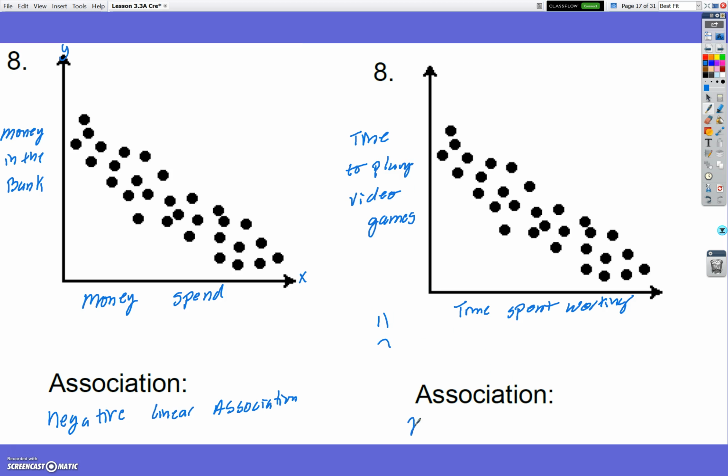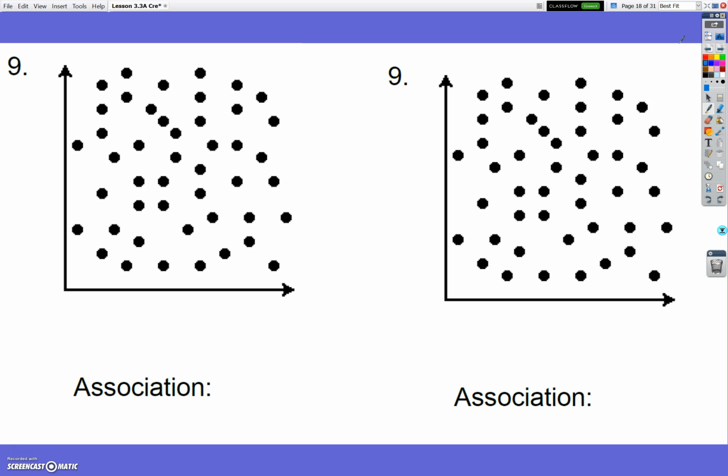So this would be called a negative linear association again. So you can write either one of these down or come up with your own. Now this is my favorite because we want to think of two things that have no association. As you can see, this doesn't make a straight line going any direction. It's just a bunch of random points.